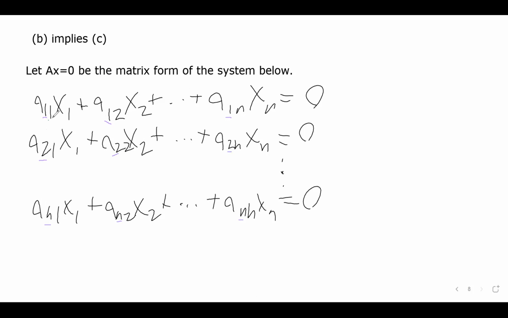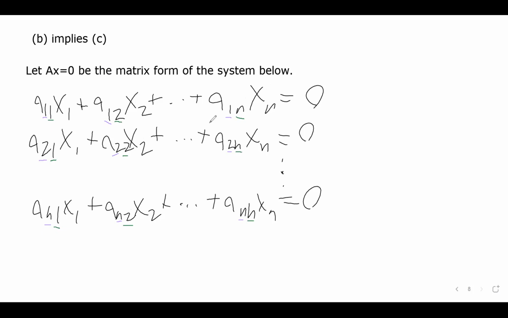The second index is telling you which unknown it's next to. The second index being a 1 means it's next to the first unknown, x1. The second index being a 2 means it's next to x2, dot dot dot. The second index being an n means it's next to xn.